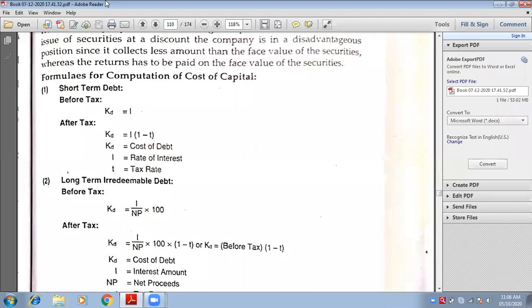To calculate the overall cost of capital, you need to understand a few individual formulas first. Come to the first point. The first formula is short-term debt.